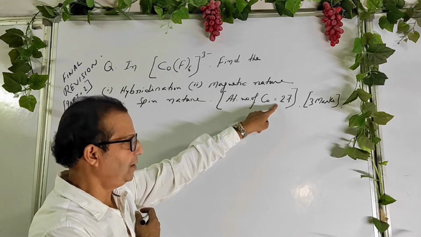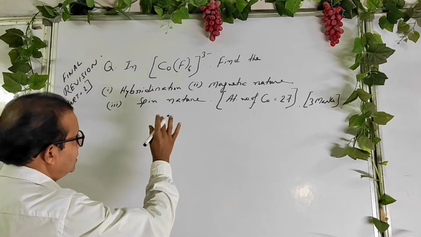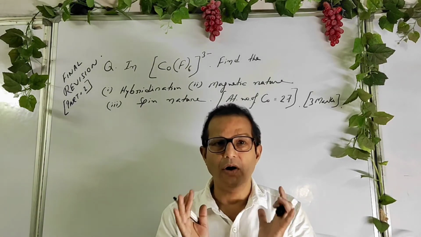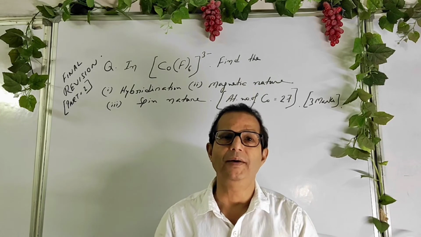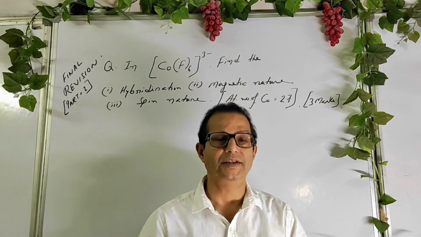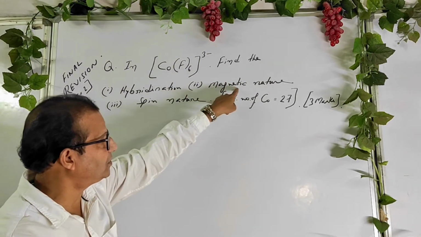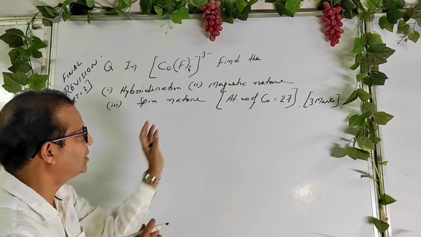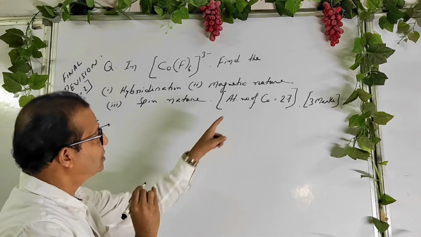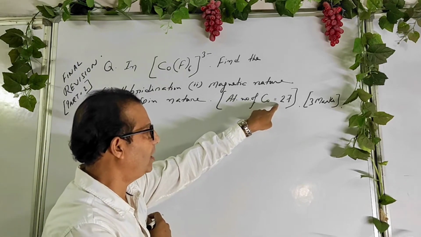Atomic number is given, 27. Actually this is a concept on valence bond theory of hybridization. Directly you can write the hybridization, but it is very difficult to find the magnetic nature. So see the answer. At first, write the electronic configuration of cobalt.